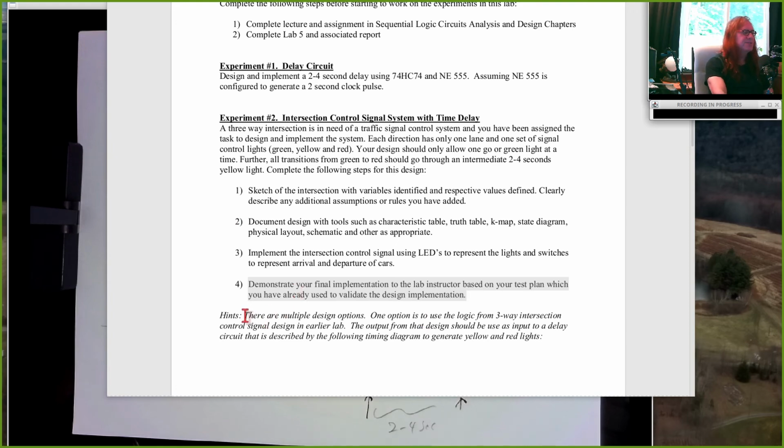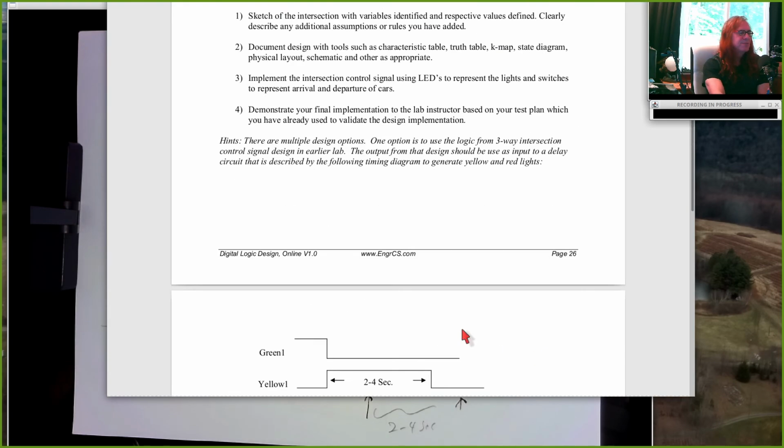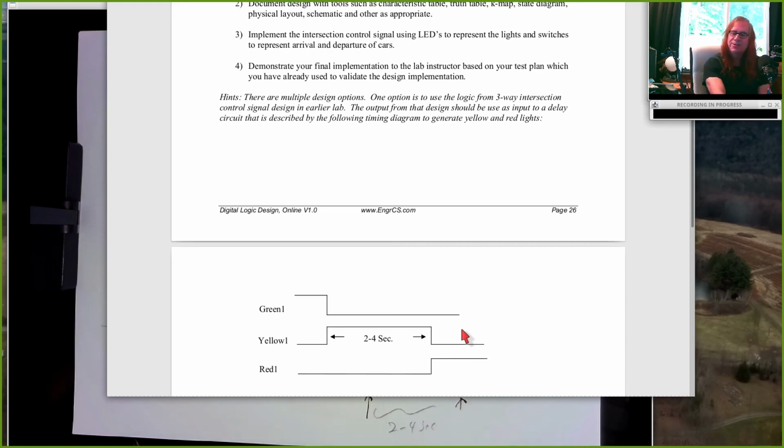And so, hints, there are multiple design options. One option is to use the logic from the 3-way intersection from the earlier lab and combine that with the delay circuit. And that's really the way you want to do this.